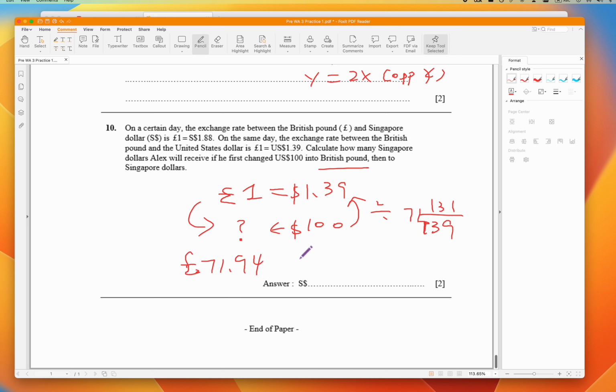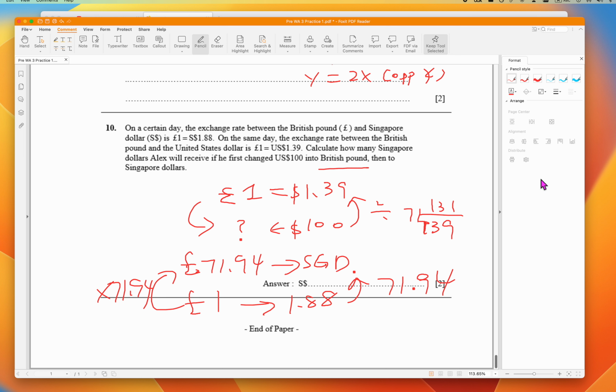Then after that you take these pounds. 1 pound is to 1.88, right? So this is how many SGD. You ask yourself how to get from 71.94 to the answer, so the factor is times 1.88. So this times 1.88 gives 135.25. You take it to a decimal number, 135.25. That's how you get it. This is the way you should do exchange questions.